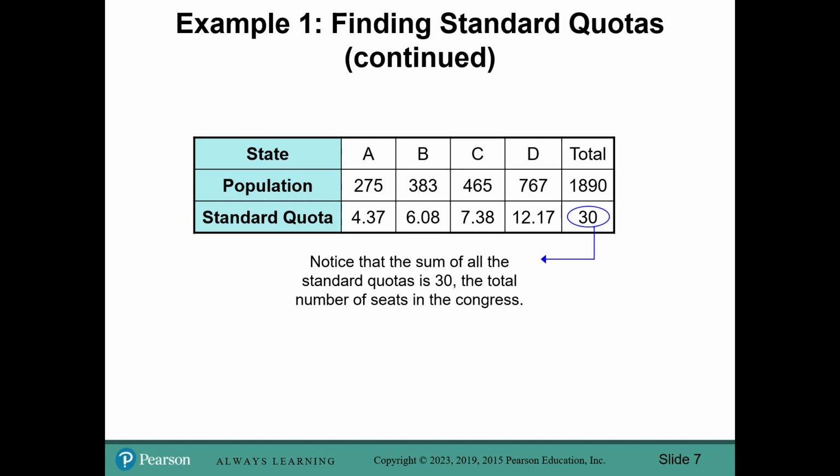So, we've got the chart filled back in. Obviously, the standard quota overall is 30 here. If you did 1,890 divided by 63, you would get 30. Or if you added them all up, you would obviously get 30 as well. So it says, notice that the sum of all the standard quotas is 30, the total number of seats in the Congress.